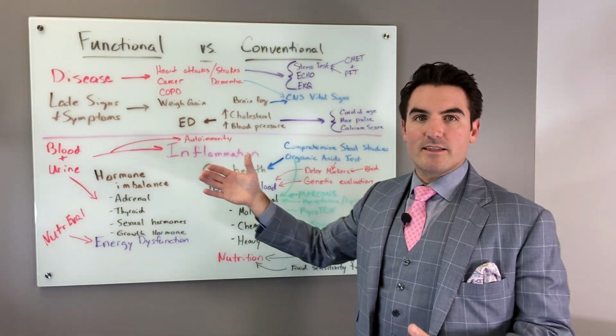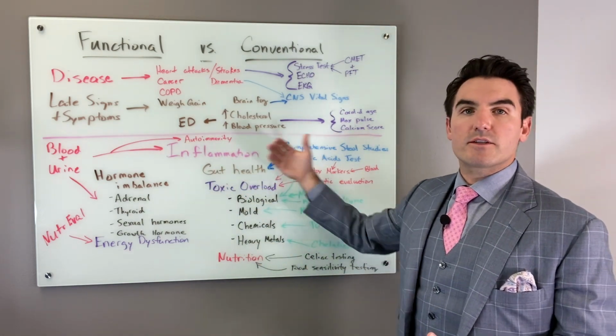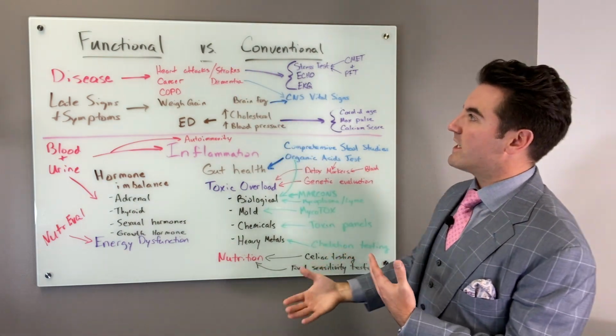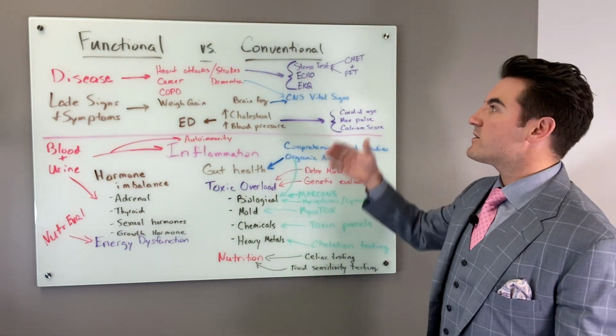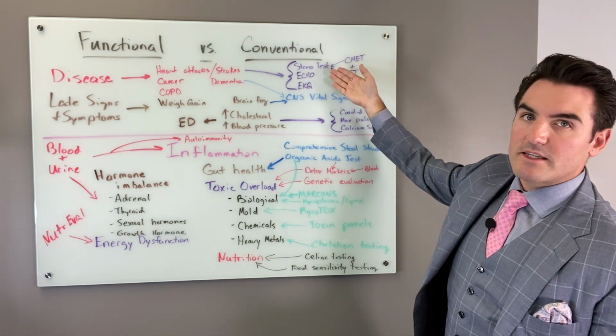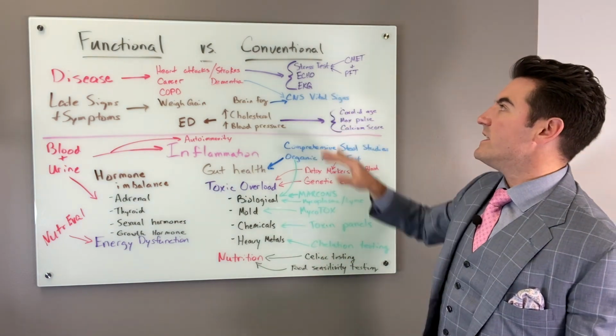So the diseases, this means that the problem has already been ongoing for years to possibly decades, and now it has shown itself as a heart attack, a stroke, cancer, dementia, COPD, and there are tests that a conventional doctor would do. Some of those tests would be maybe a stress test, an echocardiogram, which is an ultrasound looking at the structure of the heart, and an EKG.